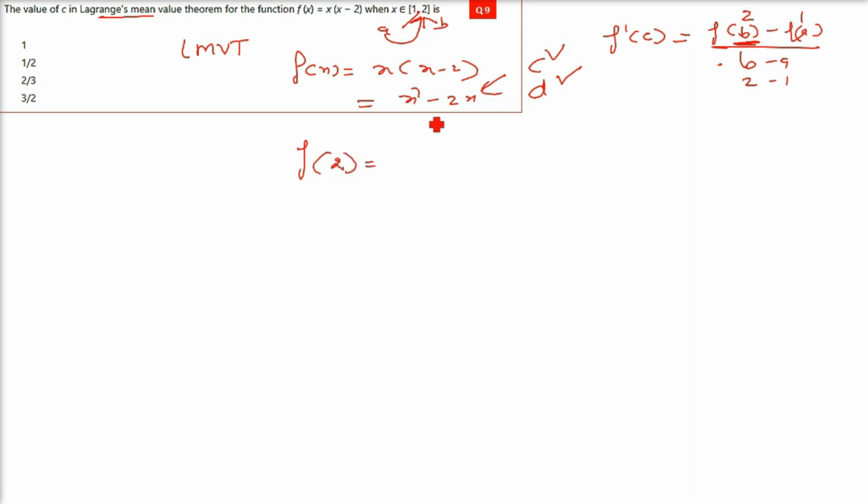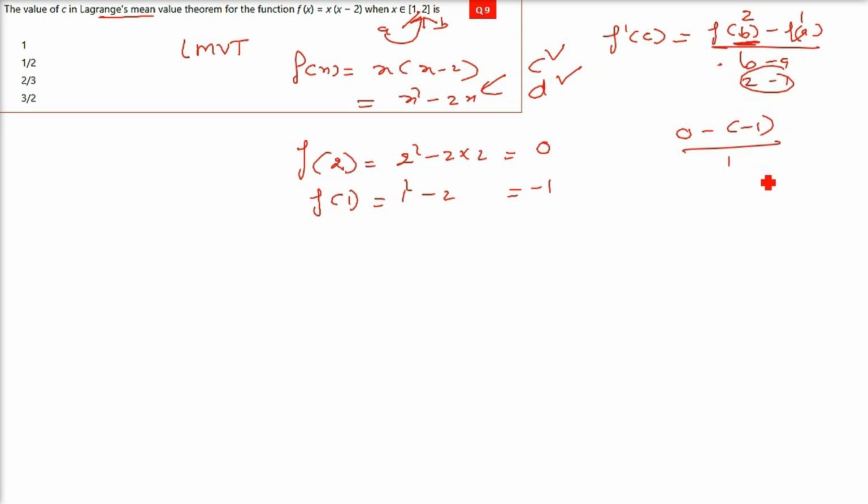(f(2) minus f(1)) by (2 minus 1). So f(2) is what? 2 square minus 2 into 2, which is 0, and f(1) will be 1 square minus 2, which is negative 1. Now you just put it like this: 0 minus minus 1 divided by 2 minus 1. And that is going to be 1 in the denominator. Minus minus is plus. So you get only 1. So plus 1 it will be. Actually you have to equate it.